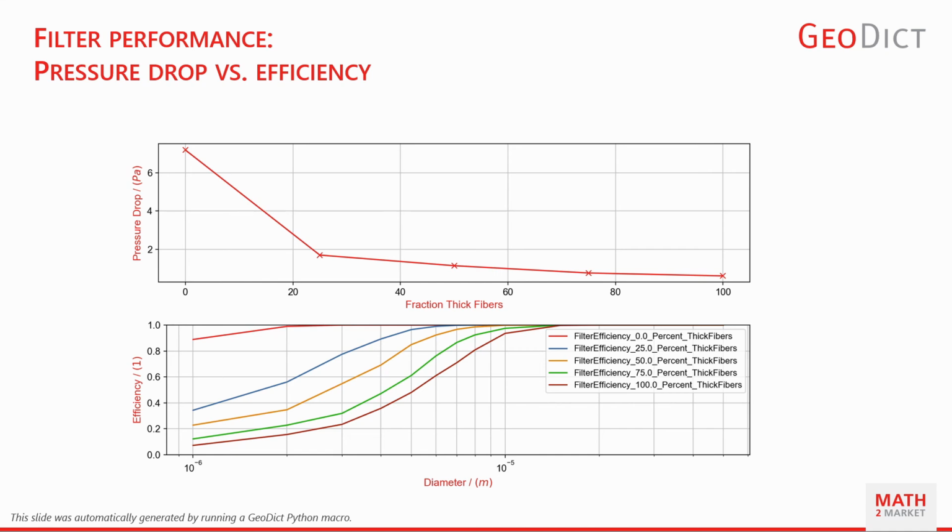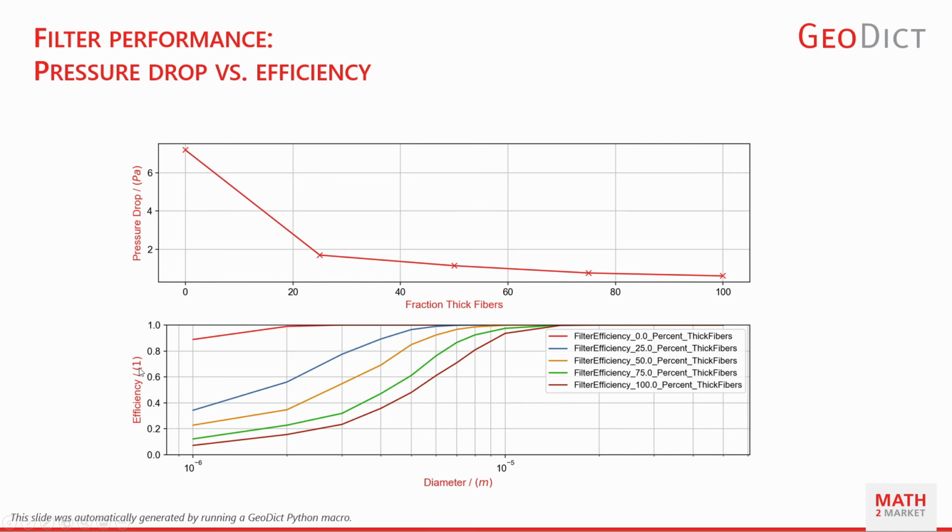So here we see the 2 plots that were generated with the macro. And the first plot displays pressure drop versus the fraction of thick fibers. So we see the higher the percentage of the thick fibers, the lower the pressure drop.